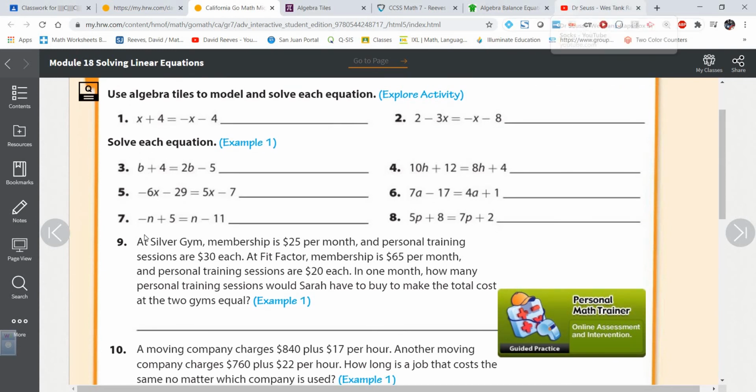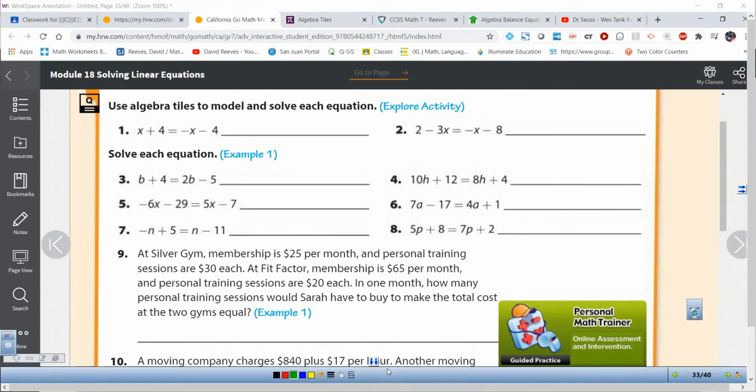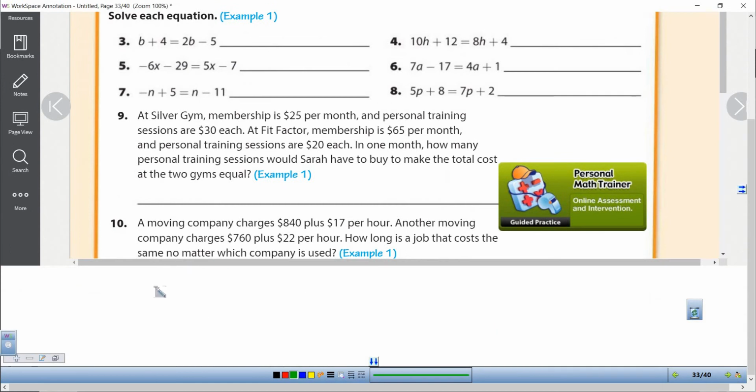All right, how about if we look at number 7? I want to do some of these ones that have these negative coefficients because they tend to be the ones that cause us some more problems. All right, the opposite of n plus 5 is equal to n minus 11. All right, so which one has the smaller coefficient? Do you agree that negative 1 is smaller than positive 1? I hope you do, right?